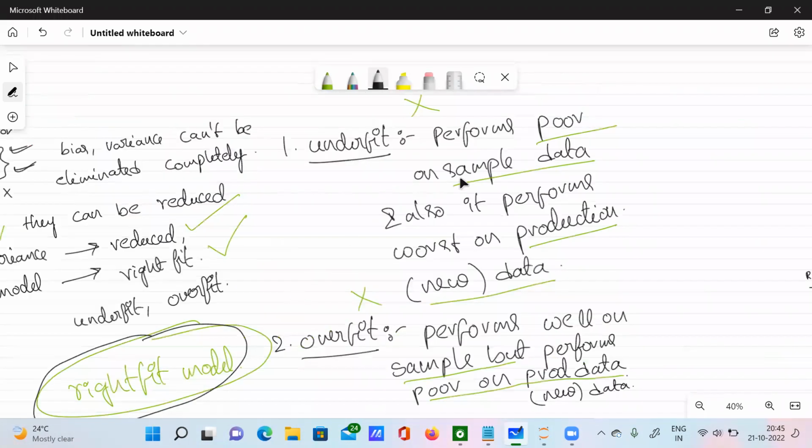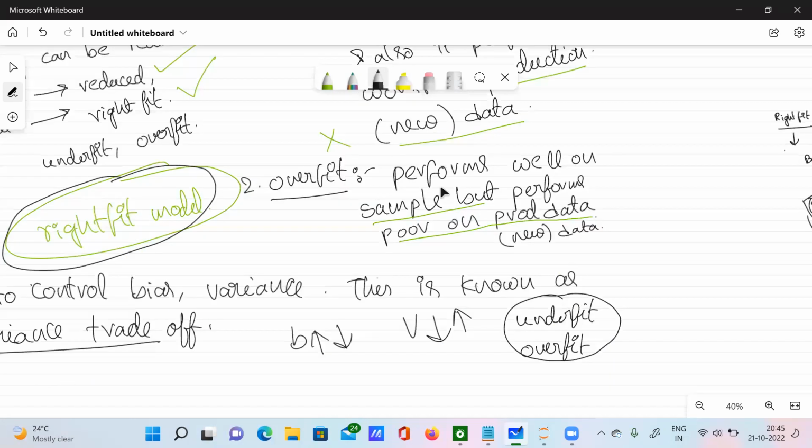What is meant by an underfit? After building our model, it will definitely perform poorly on both the sample data as well as on the population data, or nothing but the production data. And what is meant by the overfit? Overfit is nothing but our model will perform exceptionally well on our sample data, that is nothing but our training data. But on the test data or the production data, it will perform very poorly, right? So this is the overfit scenario.